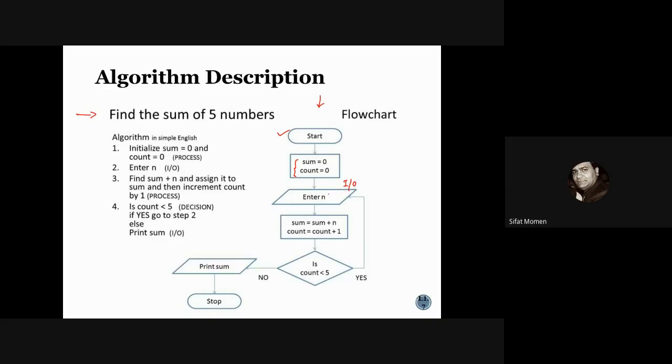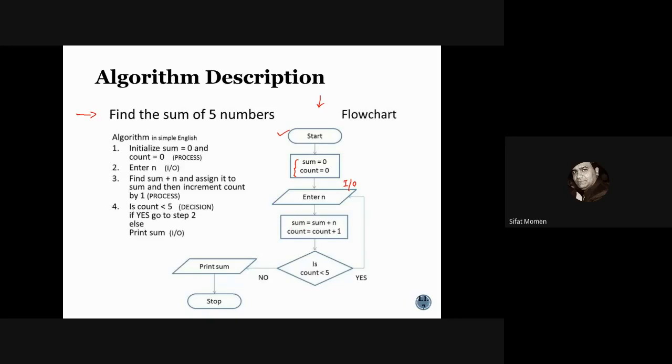You're taking an input, and whatever input the user is providing, you're storing that value into a variable called n. After you have stored that value into the variable n, you have to sum it up. So the new value of sum is sum plus n. Initially it was 0, 0 plus this n is stored in sum, and the count is incremented by 1 because you have read it once.